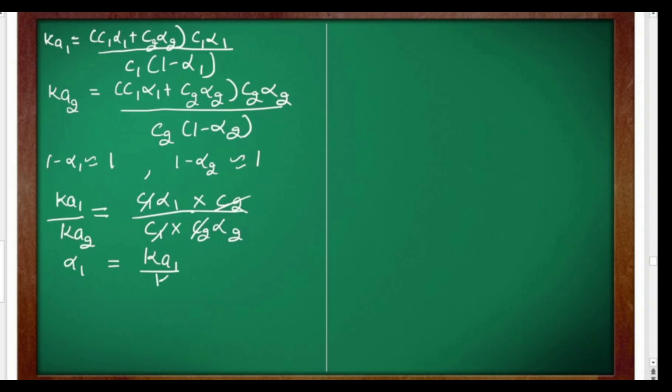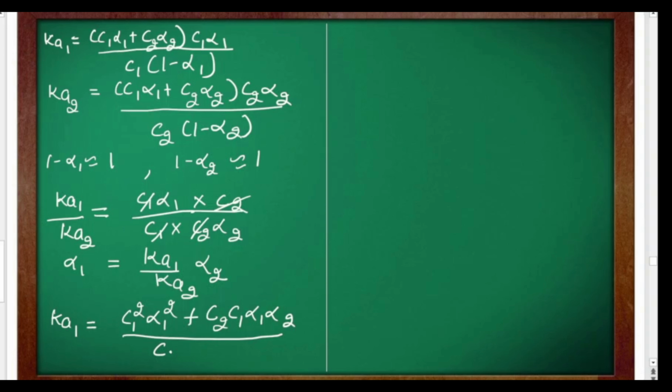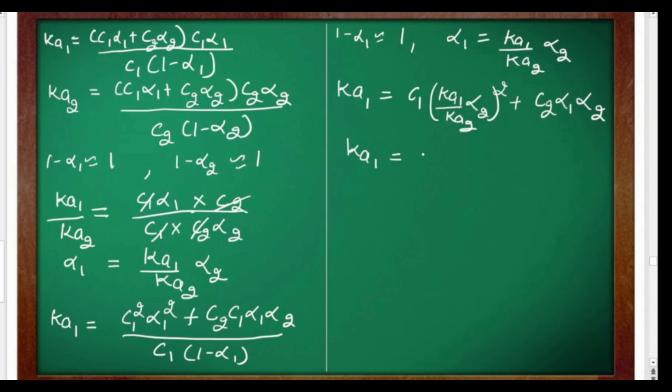After solving, we get the value of alpha 1 in terms of alpha 2, which is equal to Ka1 divided by Ka2 multiplied by alpha 2. Now put the value of alpha 1 in the Ka1 equation, neglecting alpha in comparison to 1. On solving the equation we get the alpha 2 value, which is equal to Ka2 divided by square root of C1 multiplied by Ka1 plus C2 multiplied by Ka2.